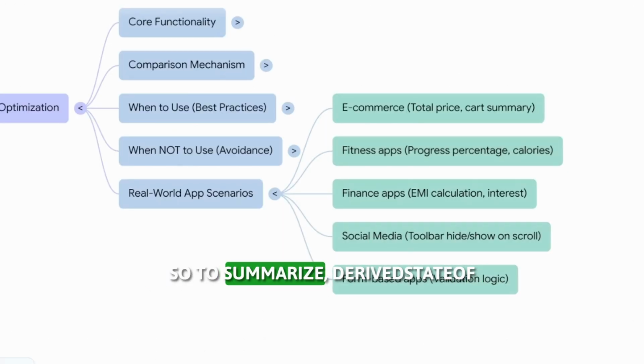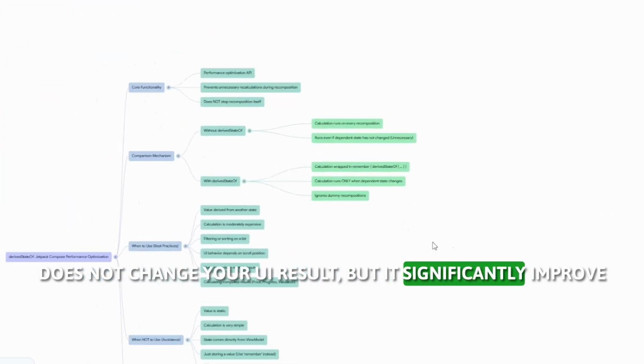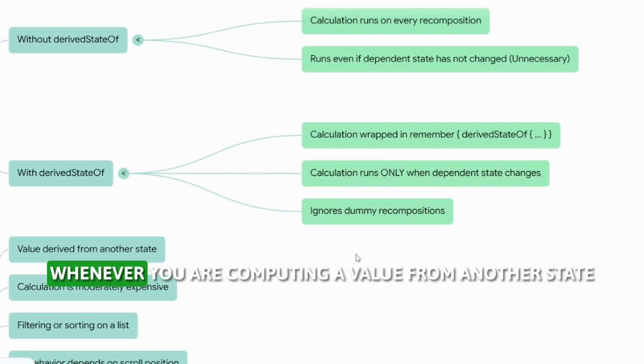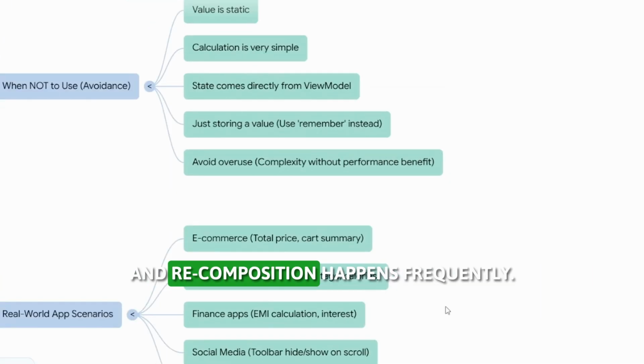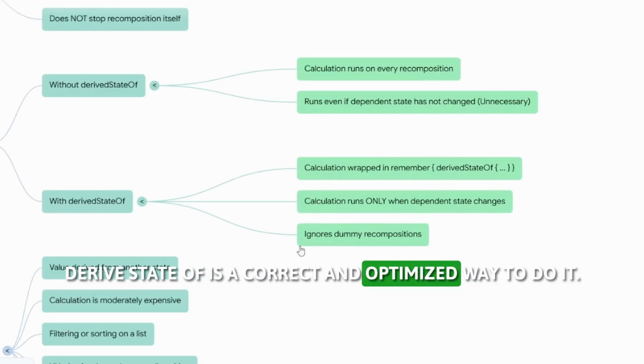So to summarize, derivedStateOf does not change your UI result, but it significantly improves your calculation efficiency during recomposition. Whenever you are computing a value from another state and recomposition happens frequently, derivedStateOf is the correct and optimized way to do it.